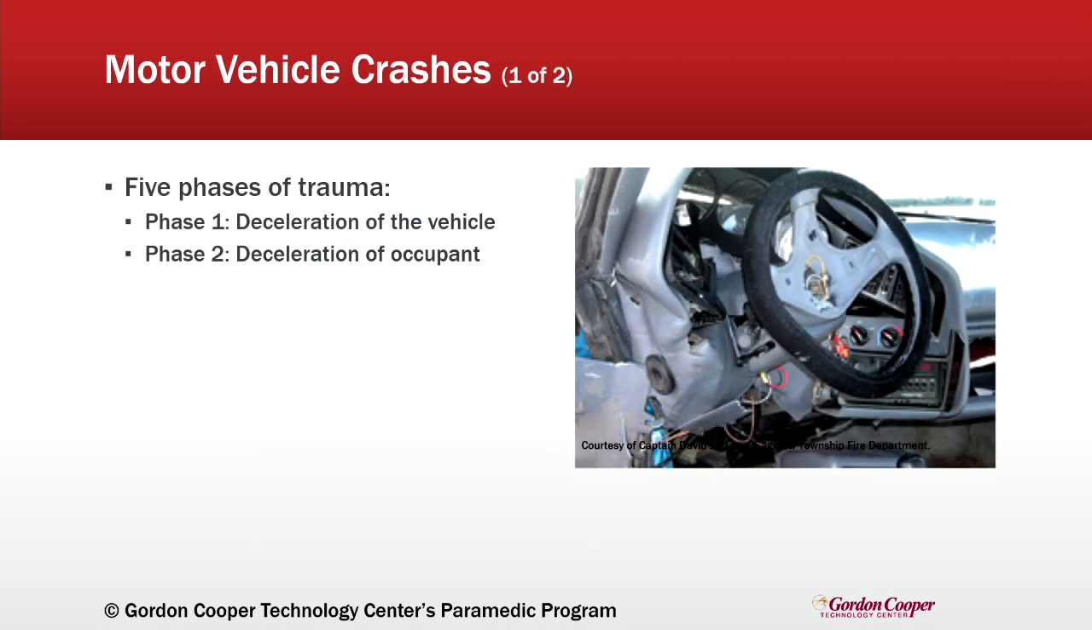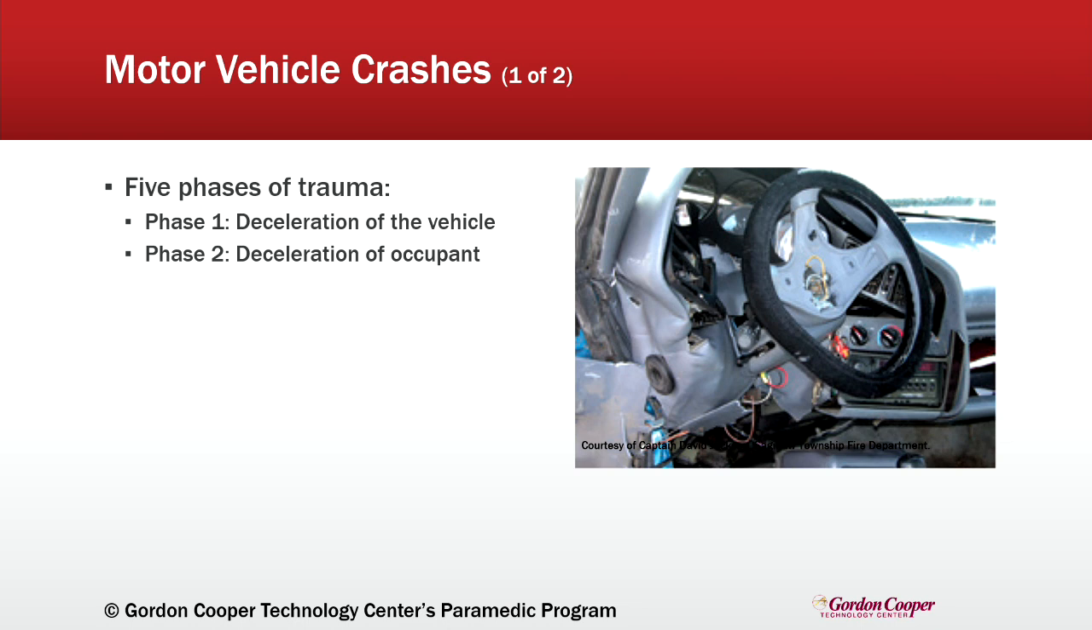The 5 phases that we typically see in trauma are related to the progressive deceleration when a vehicle collides with another object. Phase 1 is deceleration of the vehicle. When the vehicle strikes an object, it comes to a sudden stop, while the vehicle's motion continues until its kinetic energy is fully dissipated. And that's why we see these crumpled up vehicles.